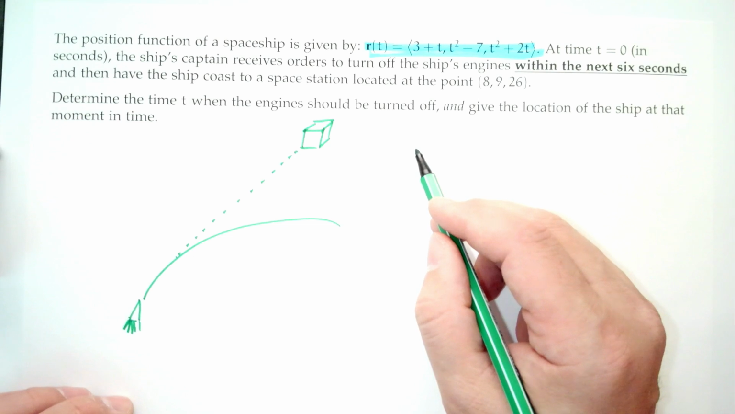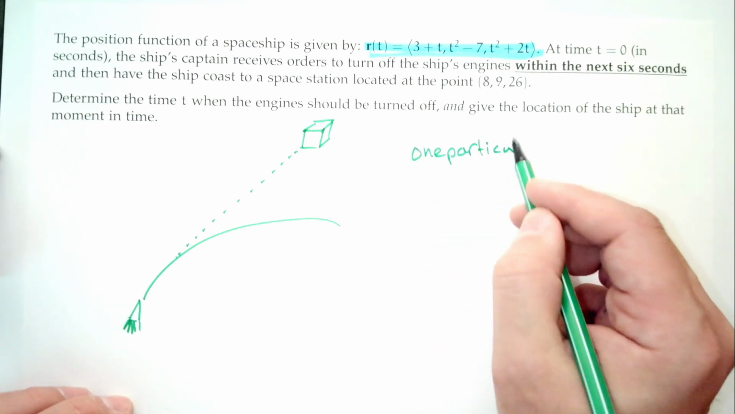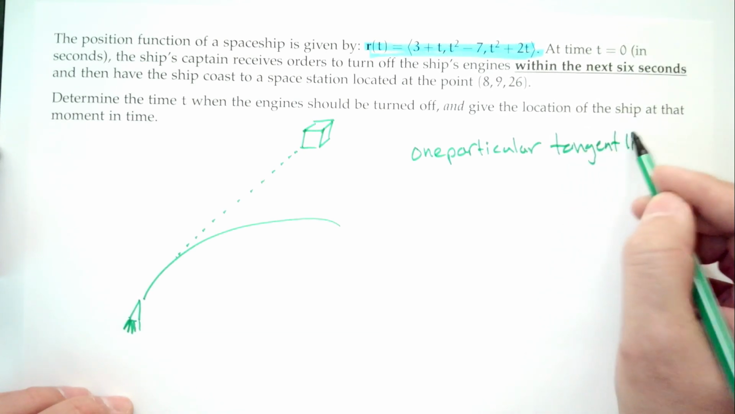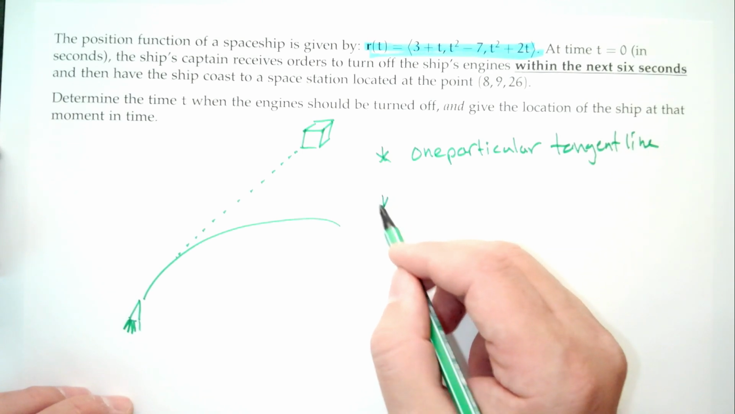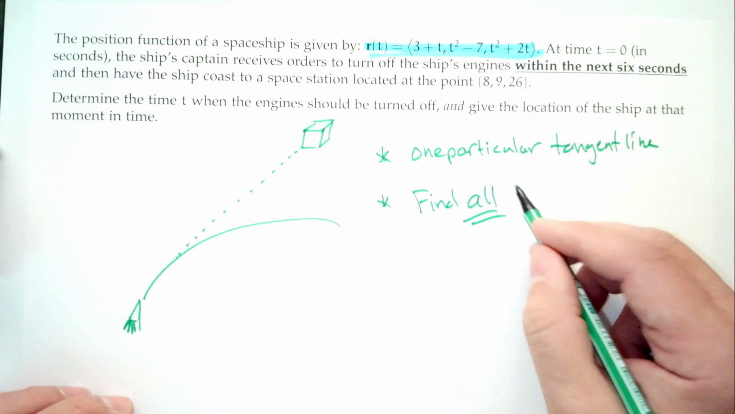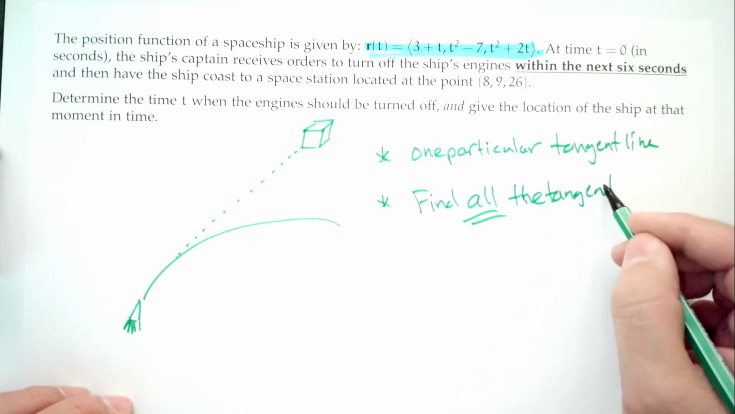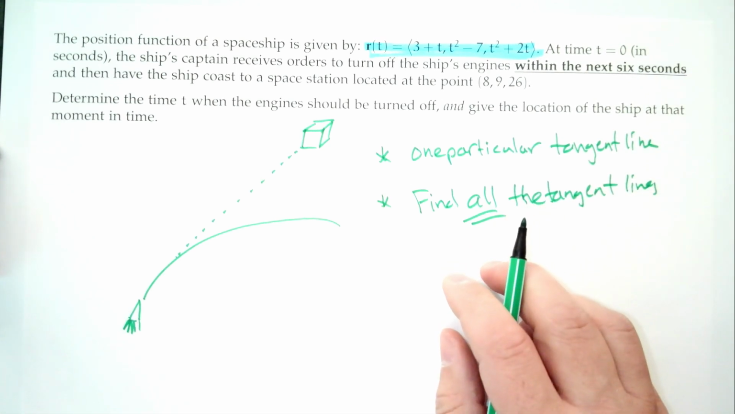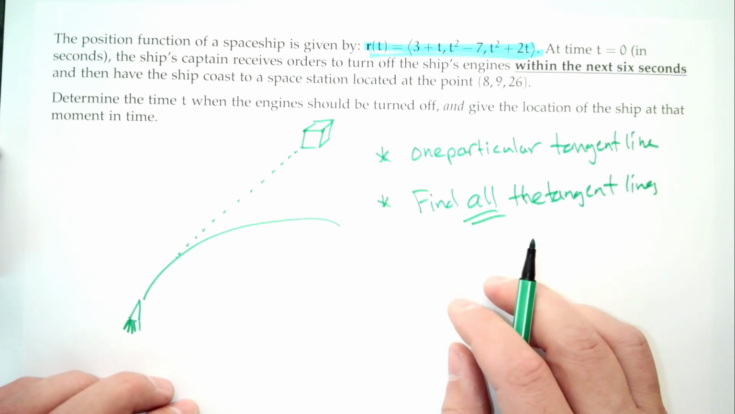So if you're after one particular tangent line with a certain property, what's your best strategy? Find every possible tangent line. Find all the tangent lines, and then once you've found all of them, pick the one that's good. Now you might say, how in the world do I find all the tangent lines? Because I only have 75 minutes and one piece of paper.